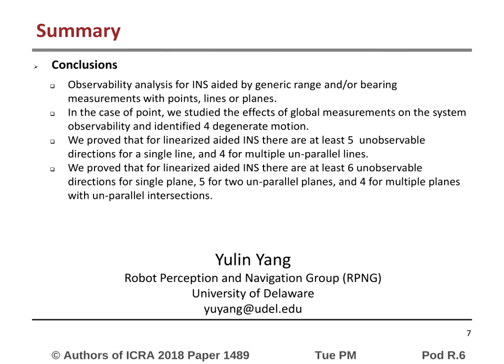We proved that for linear aided INS, there are at least 5 unobservable directions for a single line and 4 for multiple unpaired lines. We also proved that for linear aided INS, there are at least 6 unobservable directions for a single plane, 5 for 2 unpaired planes, and 4 for multiple planes with unpaired intersections.